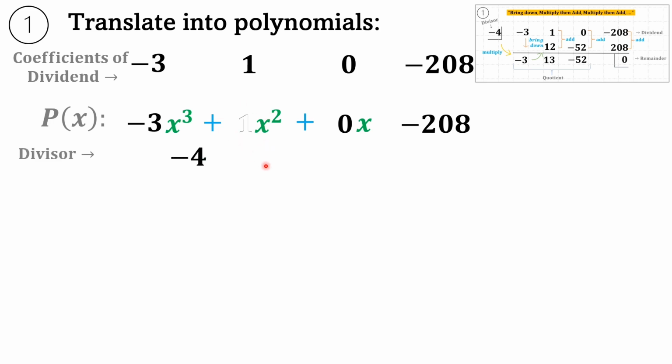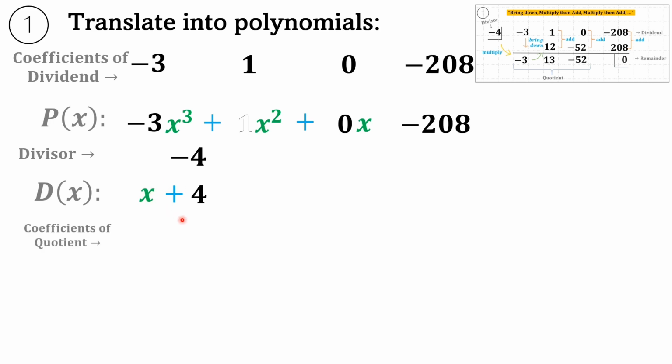Okay, for the divisor, negative 4 from the synthetic division. So all you need is to copy 4 and change its sign. So that's the shortest way. And then, this is exponent 0, and then 1. So the degree of the divisor is 1. Again, counting from 0, then 1.